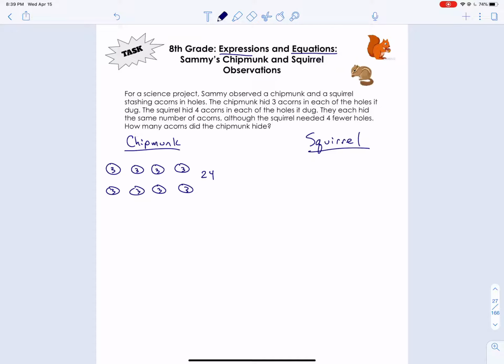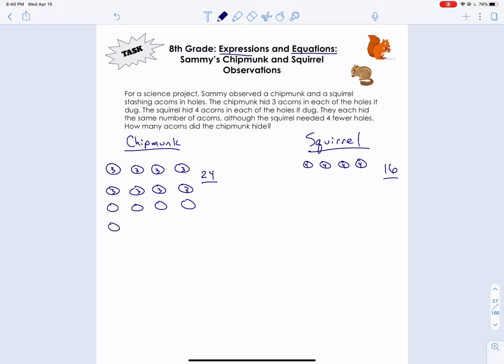And the squirrel has 4 fewer holes. So if the chipmunk has 8, the squirrel only has 4. But in each of that is 4. So how many total acorns would that be? That's 16. Okay, so that needs to be the same number. 24 and 16, they're not the same. So you keep doing this over and over until you arrive at an answer. Okay, so let's just do a few more and let's see what we get.